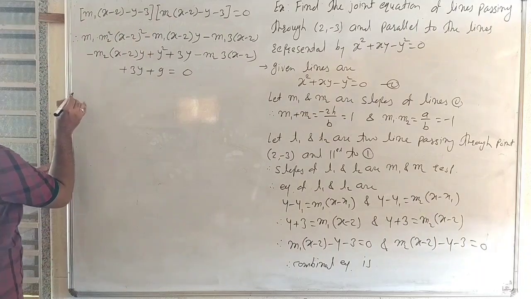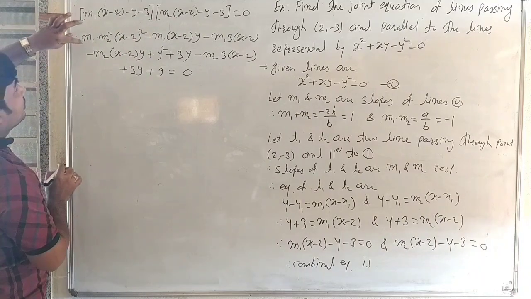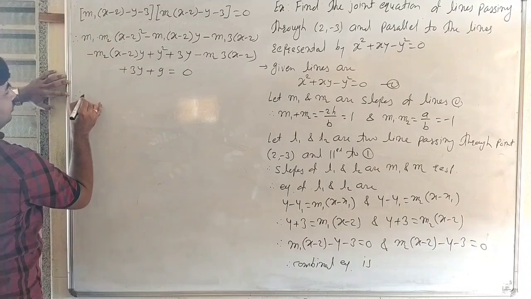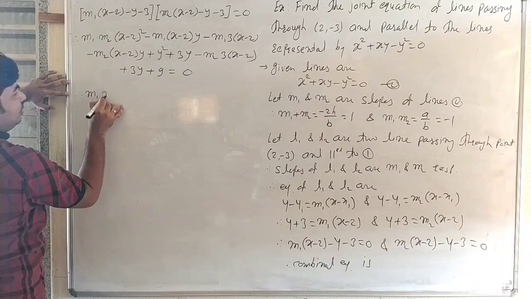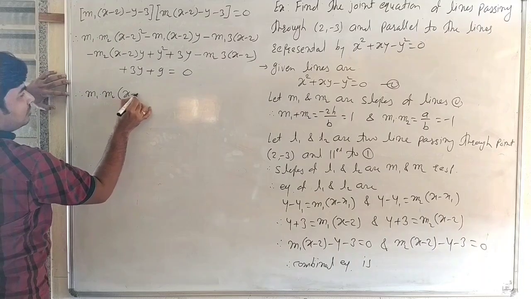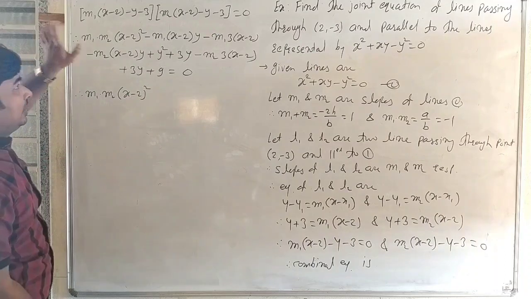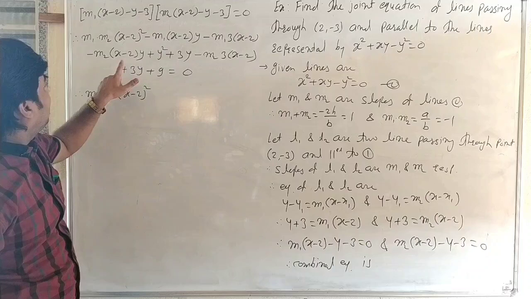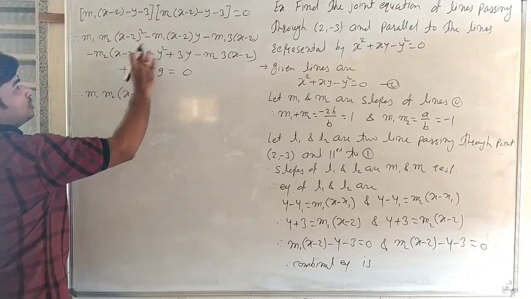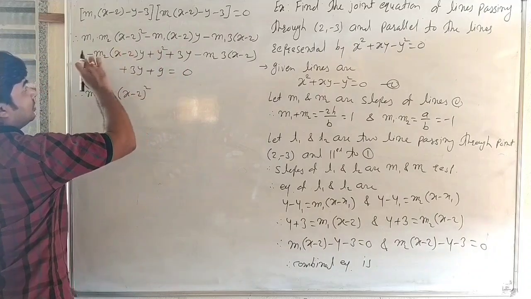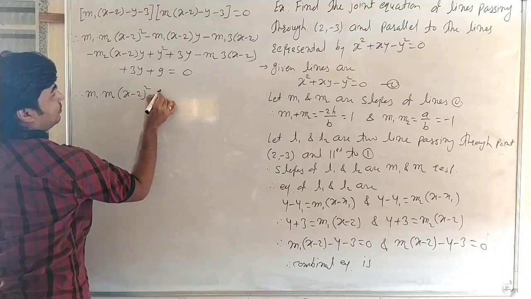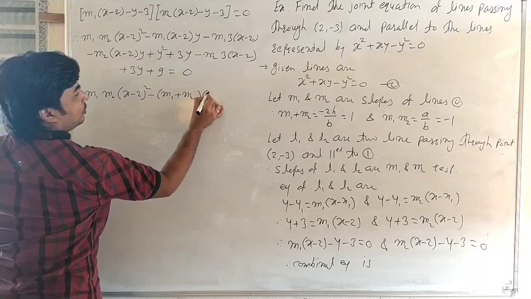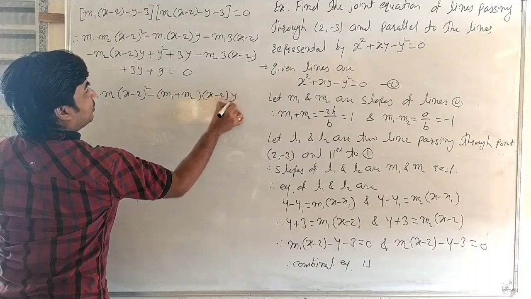Okay, now therefore m1 into m2 into (x minus 2) square. Okay, then it is x minus 2y. Here, take (x minus 2)y common with minus. Therefore, minus (m1 plus m2) into (x minus 2) into y. These two terms.